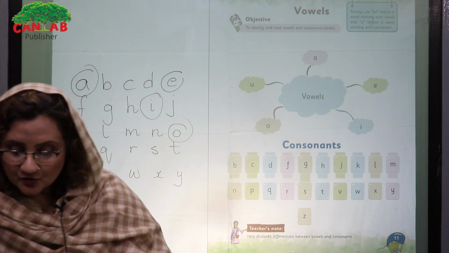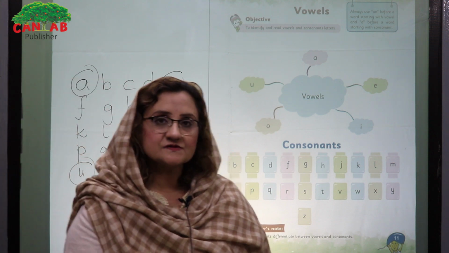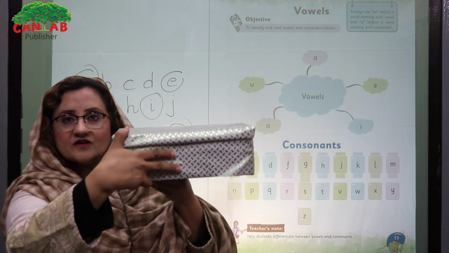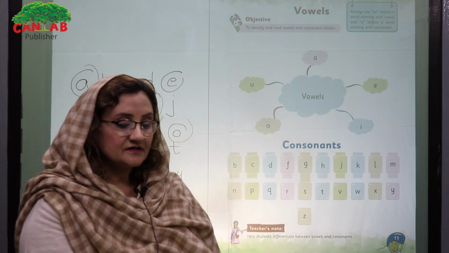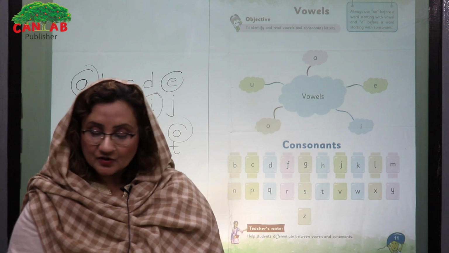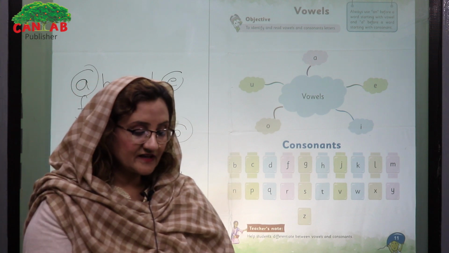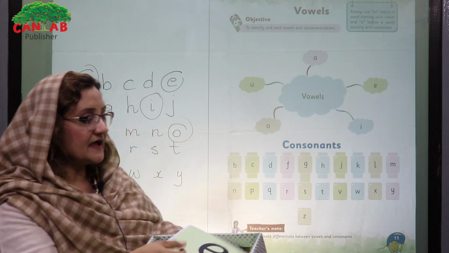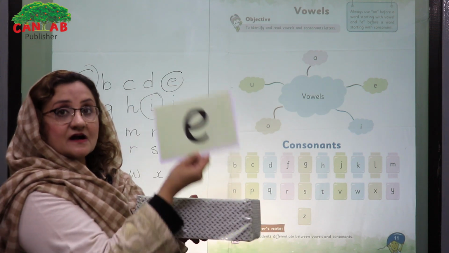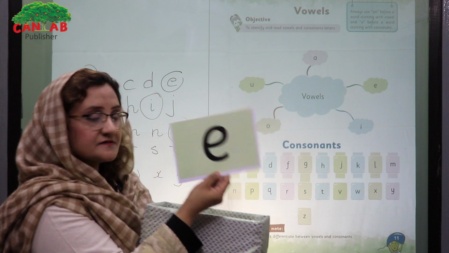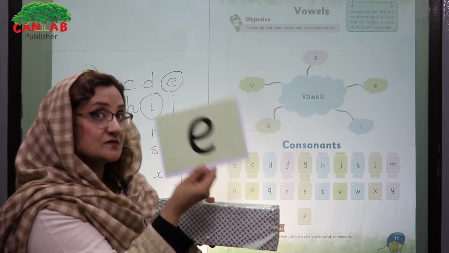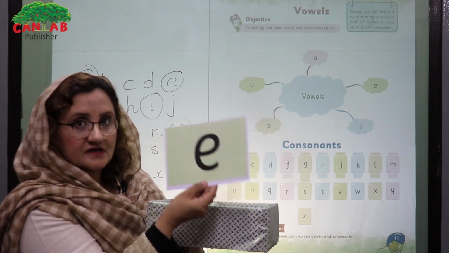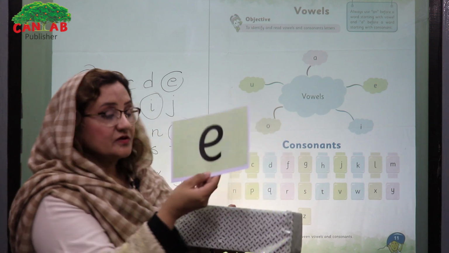Then what you can do, you can use an alphabet box, a flashcard box. You can ask them to pick up a flashcard from the box, read the letter and tell if it is a vowel or not. So E, is it a vowel or not? Yes, it's a vowel. Good.